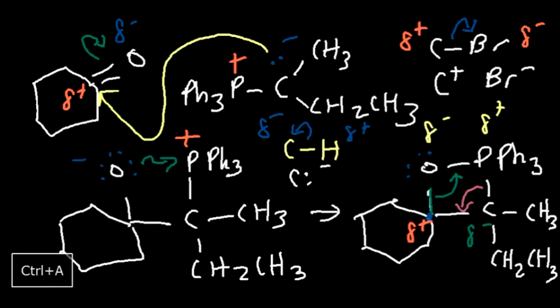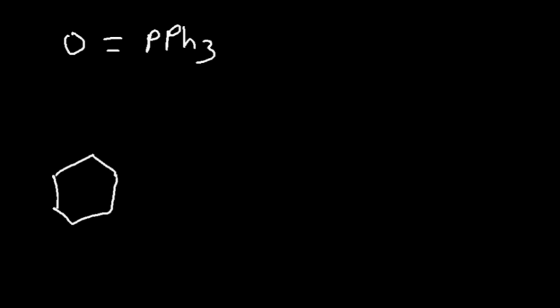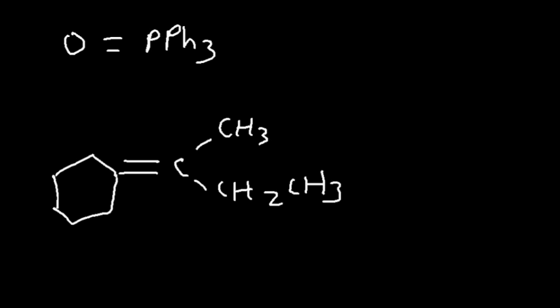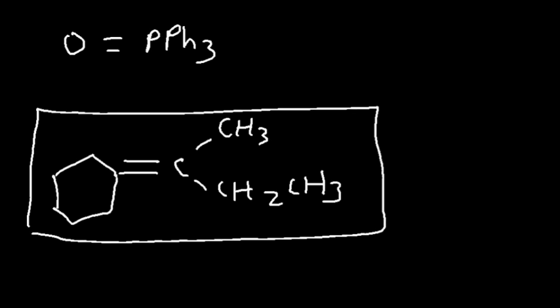So the product of this reaction, we get triphenylphosphine oxide, and we get a carbon-carbon double bond. So as you can see, this is the end product for this reaction.